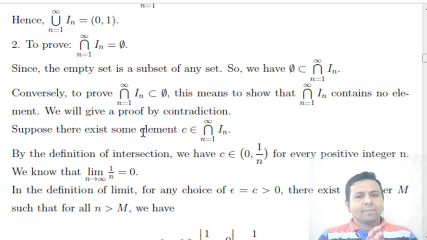A has no elements. We will give the contradiction method. In general, in mathematics we have very beautiful ways to prove results: take a contradiction, take a mathematical induction. So now here we take the contradiction.